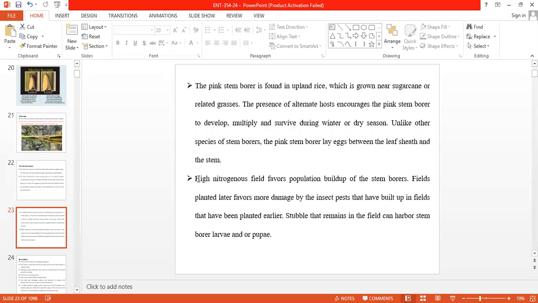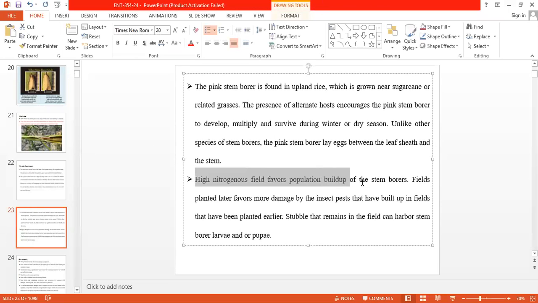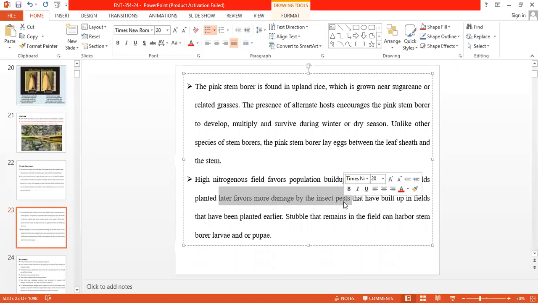Mostly high nitrogenous fields favor population build-up of the stem borer. जास्त प्रमाणात जर आपण नायट्रोजनस फर्टिलायझर्स अप्लाय केले तर तिथं त्या येलो स्टेम बोररचे इन्फेस्टेशन हे सिव्हिअर असते. Fields planted later favor more damage by the insect pests that have built up in fields that have been planted earlier. लेट प्लांटिंग जर झालं तर त्याच्यावरती जास्त प्रमाणात त्याचा इन्फेस्टेशन असते as compared to the early planting.